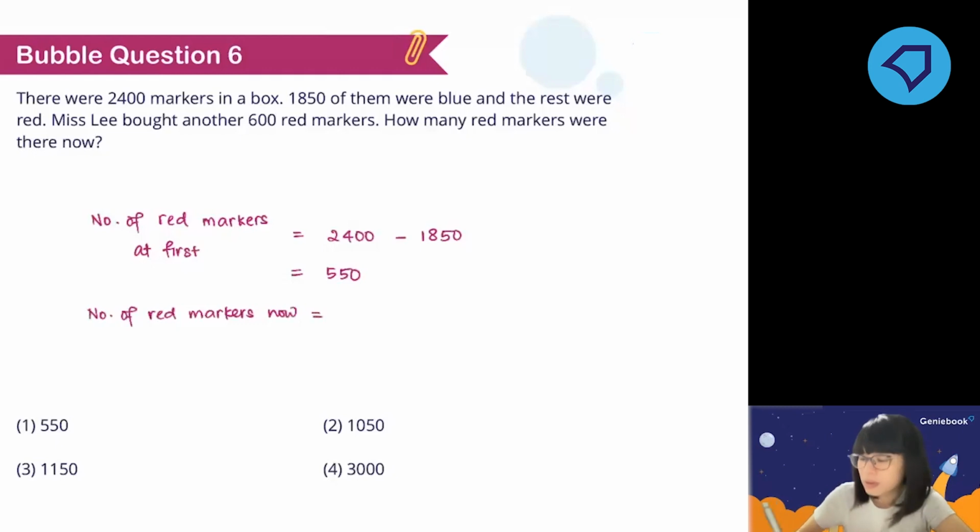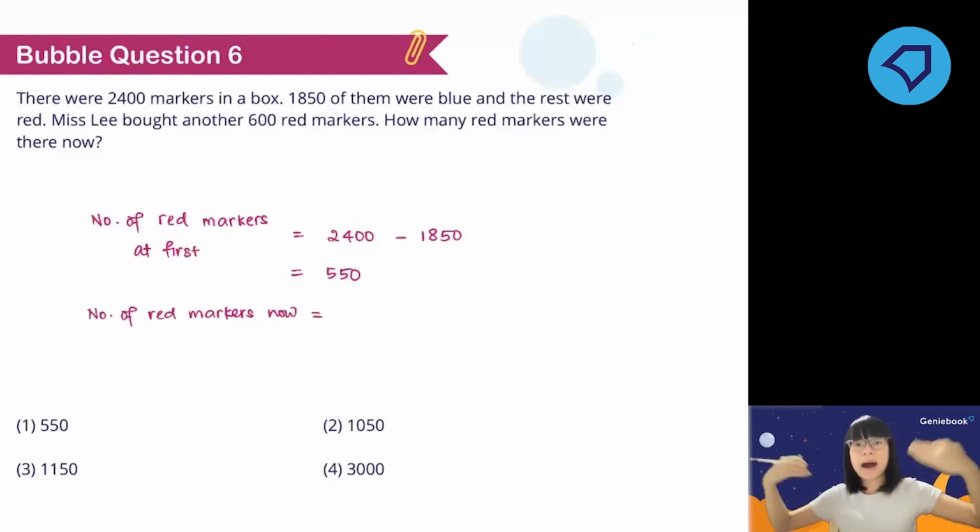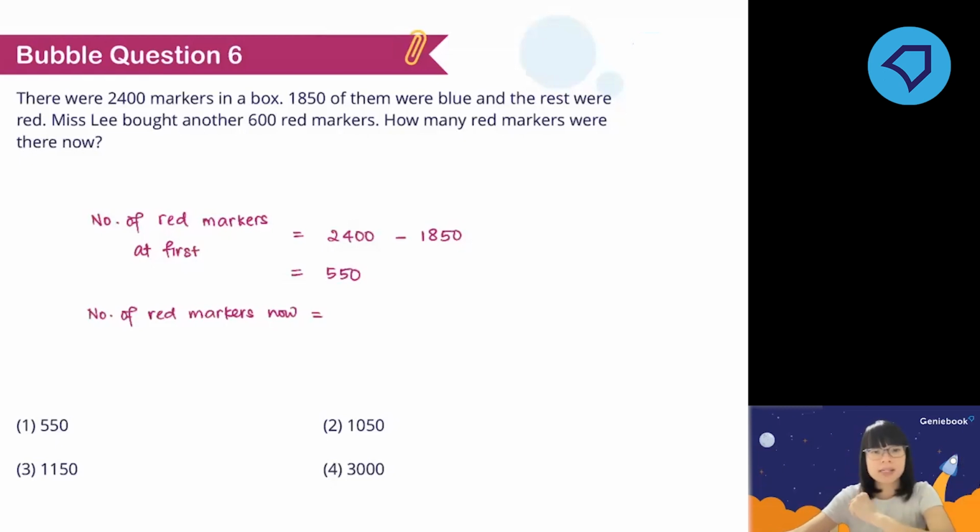now, right? She went to buy 600 more. So how many red markers does she have now? Got to do our addition. Thank you very much, Niranjana. Yes, you're going to take 550 plus 600. Okay, so that will give me 1,150. Thank you very much, Elderson. Yes, okay, so the answer would be option number 3.